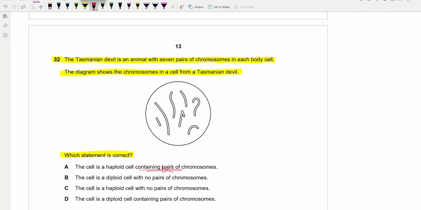Option B. The cell is a diploid cell with no pair of chromosomes, which is wrong. It is not a diploid cell. Option C. The cell is a haploid cell with no pair of chromosomes, which seems correct. Option D. The cell is a diploid cell containing pairs of chromosomes, which is wrong. It is not a diploid cell and does not have pairs of chromosomes. So the correct option would be option C.